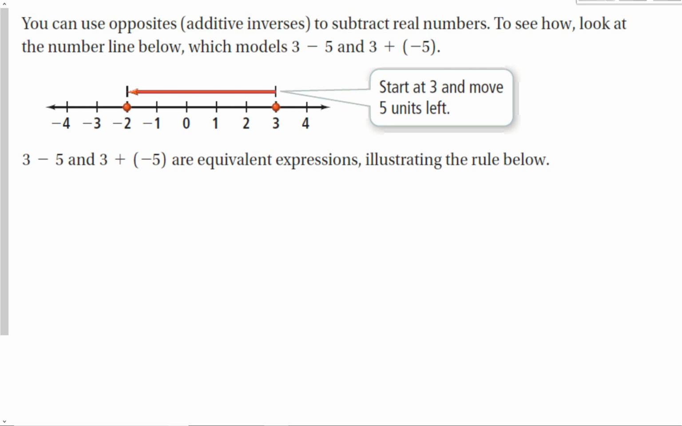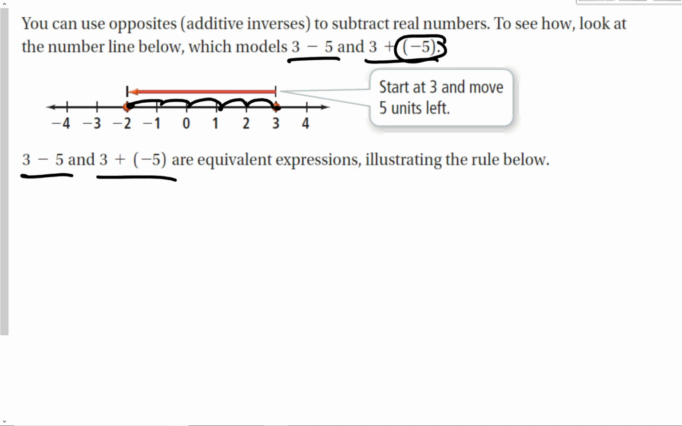It's just a way to add two numbers. Okay, so let's look at that. Look at the number line below, which models 3 minus negative 5. We're going to start at 3, and we're going to go 1, 2, 3, 4, 5 backwards. Well, how is that any different than the second one right here, which starts at 3 and moves to the left? 1, 2, 3, 4, 5 as well.